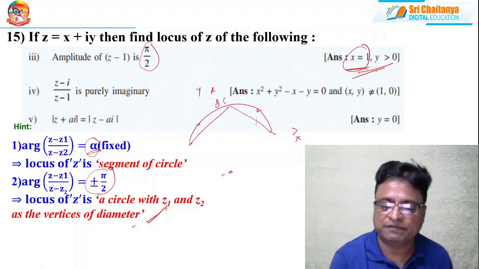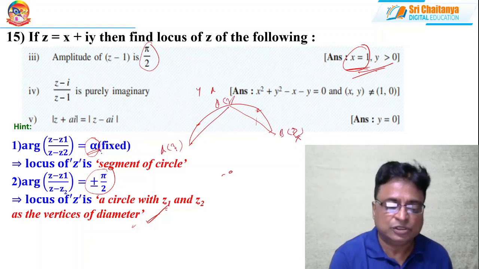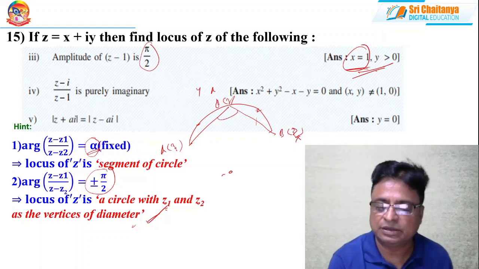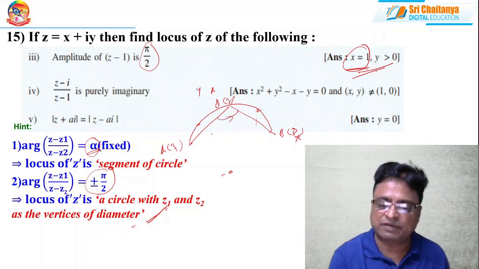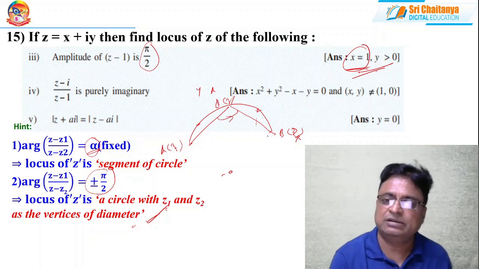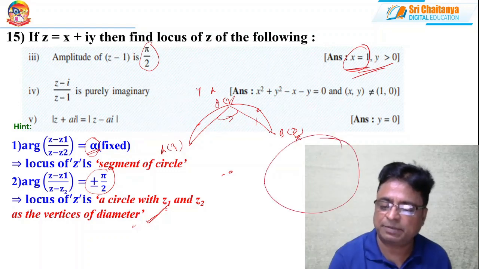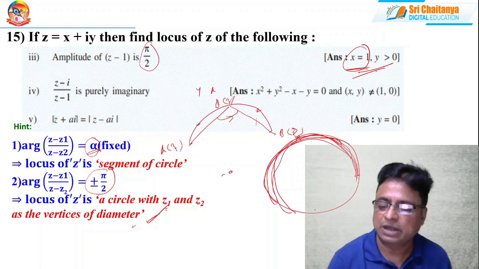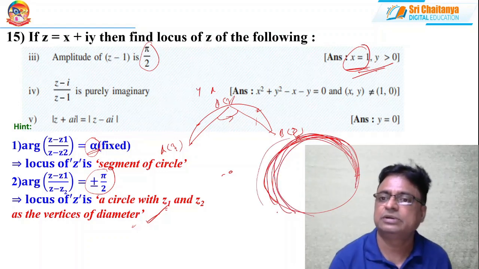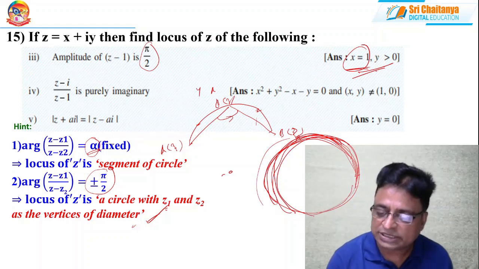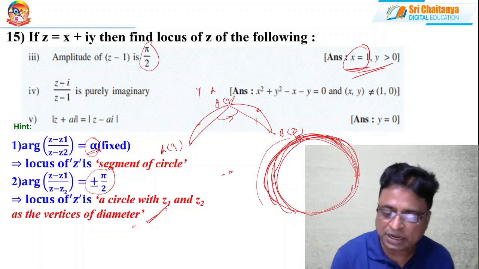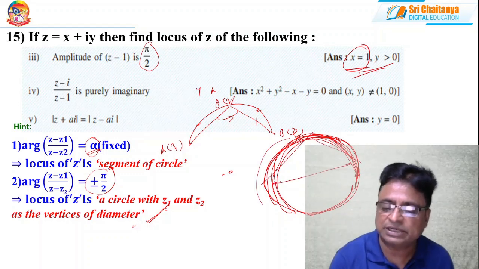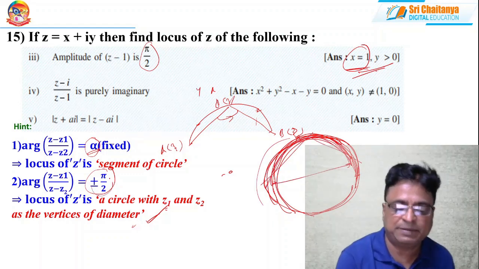Okay, this is P of z, this is A z1 and B z2. So here argument of (z minus z1) by (z minus z2) is alpha. It's a segment of the circle. Segment of the circle means not the entire circle, only a part. This is also called a segment, up to here also called a segment, or this part is also called a segment. Whereas if it is pi by 2 for sure, then the segment is nothing but a semicircle. If it is pi by 2, it is a semicircle.